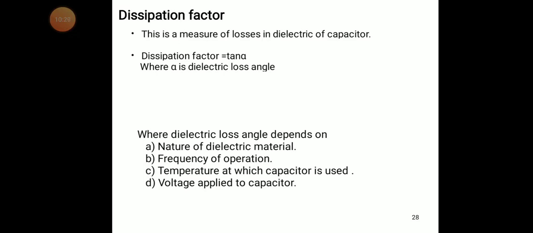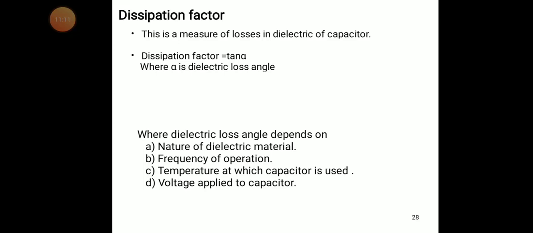What losses occur in the dielectric, and in what way they occur, is given by the dissipation factor. Dissipation factor is tan alpha, where alpha is the dielectric loss angle. The dielectric loss angle depends on the nature of the dielectric material we are using, and the frequency of operation, that is, what type of frequency it will be useful for.